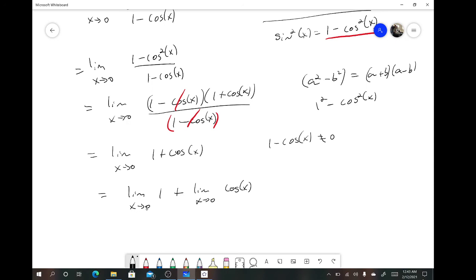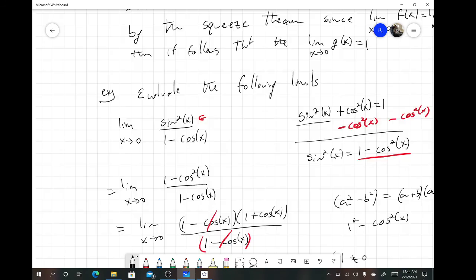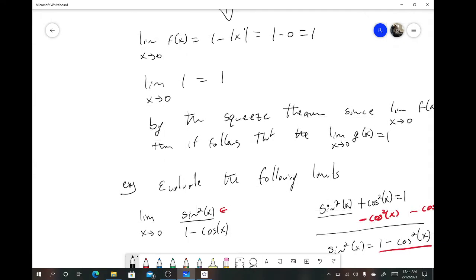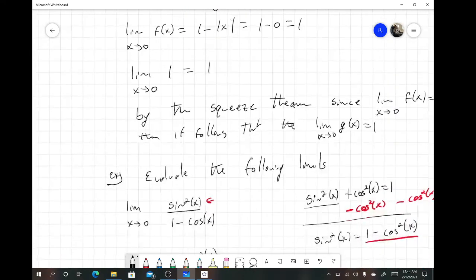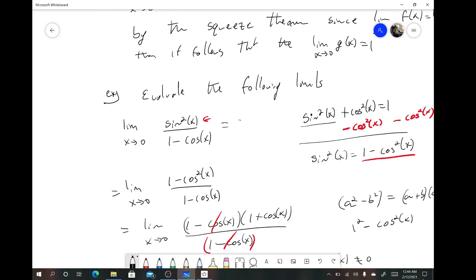Now remember that the limit of a constant is just a constant, so I'm just going to get 1 here. And if you plug in 0 for cosine, going by the cosine wave, it begins at 1, so cosine of 0 is going to be 1. And last time I checked, 1 plus 1 equals 2. So we now have that the limit of this problem right here is equal to 2.